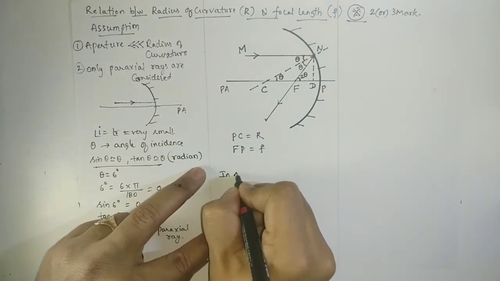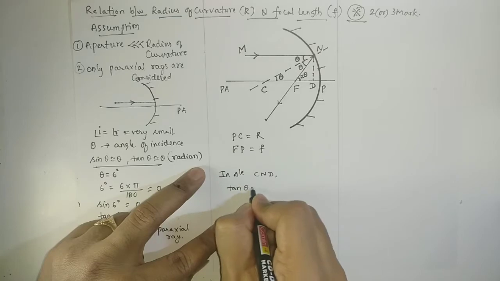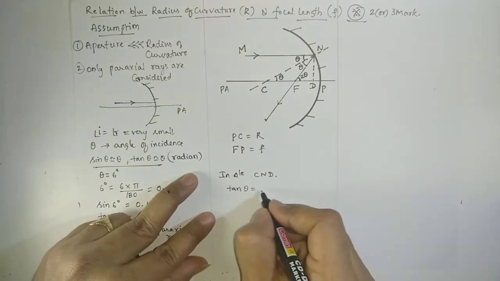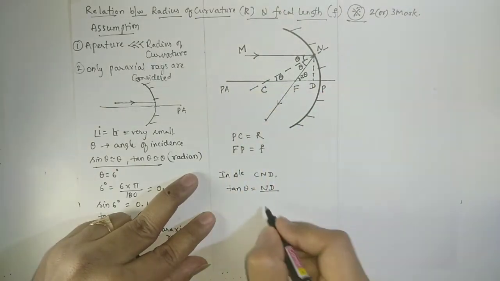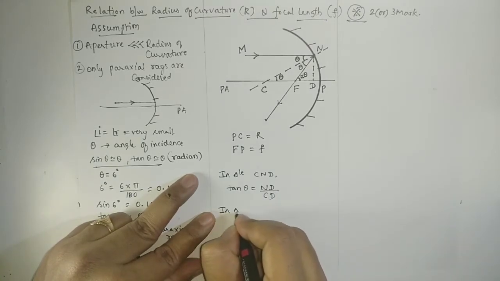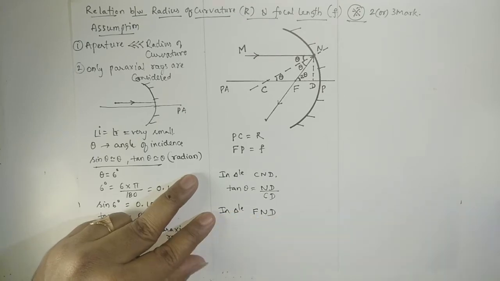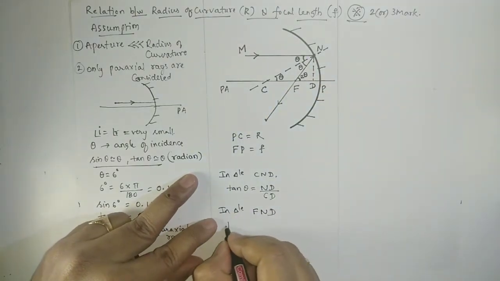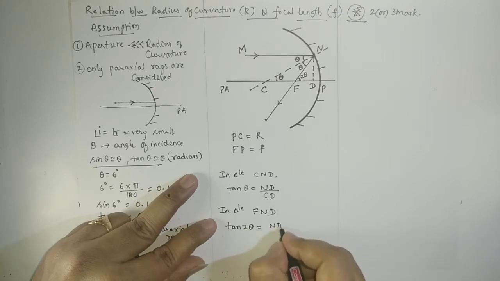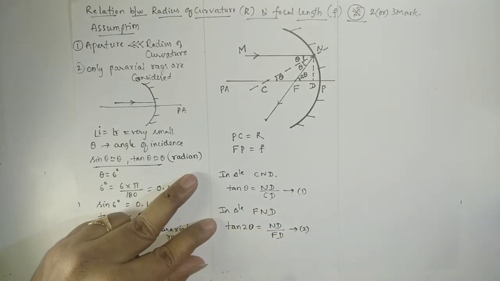In triangle CND, we can write the value of tan theta to be equal to ND by CD. Similarly, if you consider your triangle FND, we can write tan 2 theta to be equal to ND by FD. Let us call these equations equation 1 and equation 2.